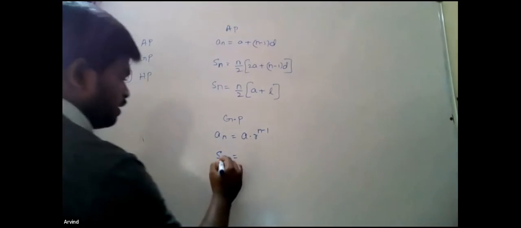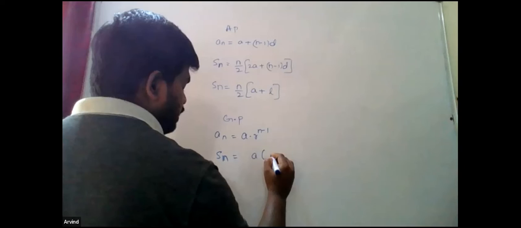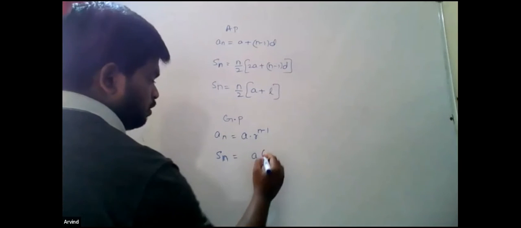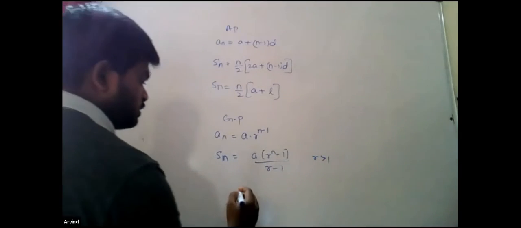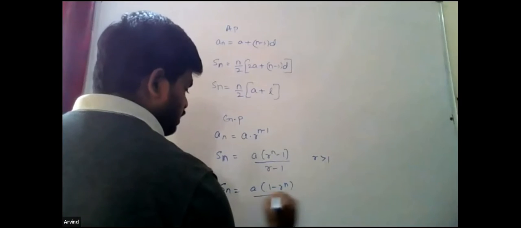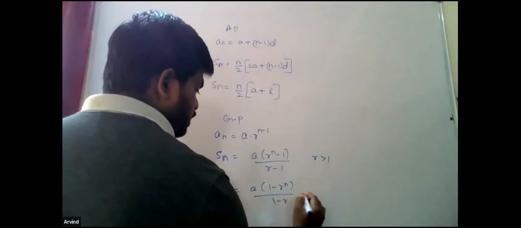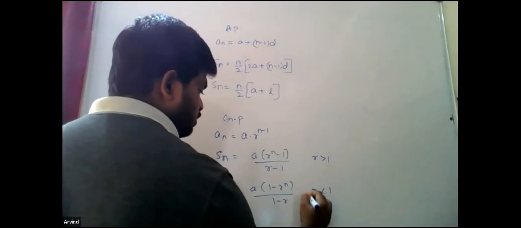What is Sn given by? A into R to the power n minus 1, divided by R minus 1, when R is greater than 1. And when R is less than 1, A into 1 minus R to the power n, divided by 1 minus R, when R is less than 1.